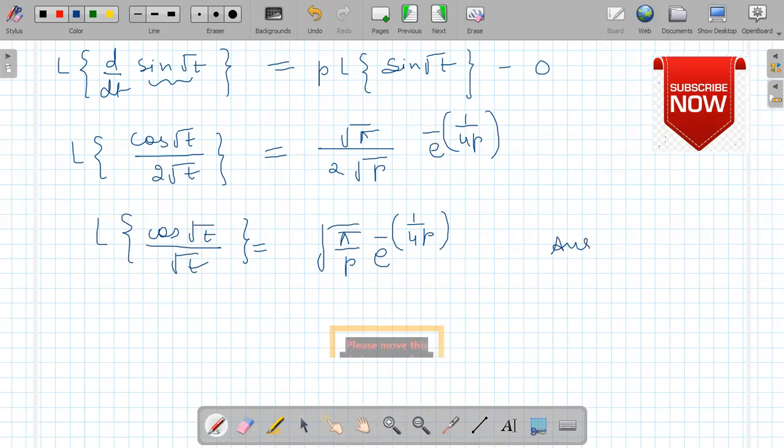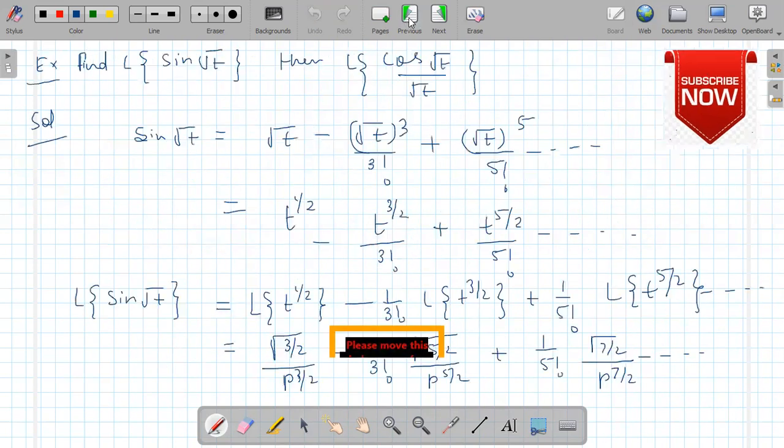That's the answer. So in this way we can find the Laplace transform of any function if we know the expansion of that function, right?